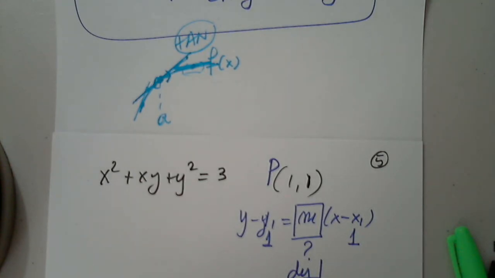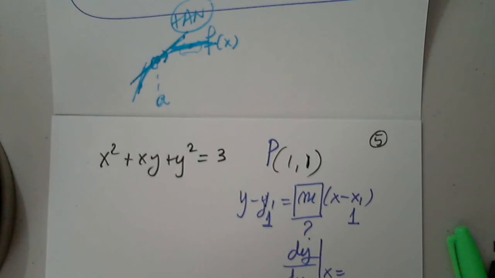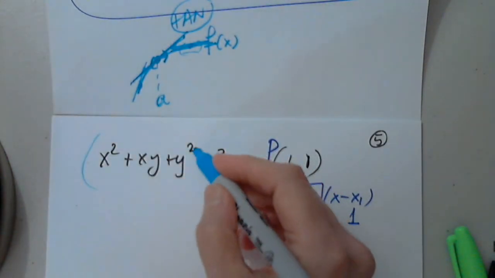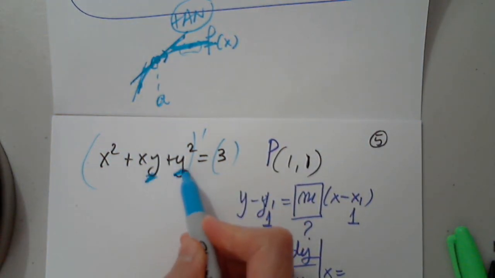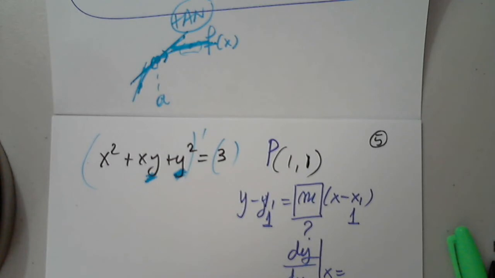Anyone would like to give it a try? First, you would differentiate each side. Yes, let's differentiate, keeping in mind this and this. These two are functions, not variables. So can anyone help now? It's okay if you're wrong.